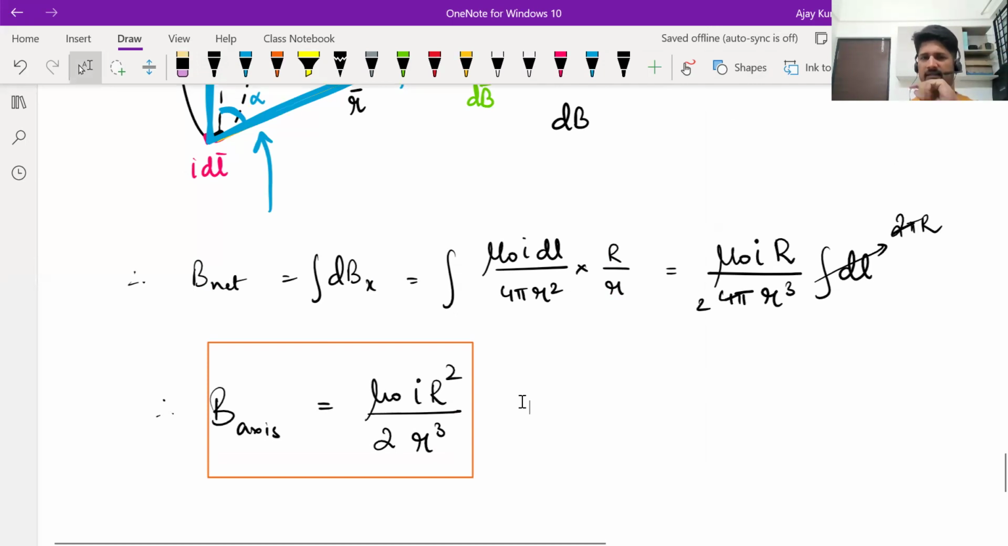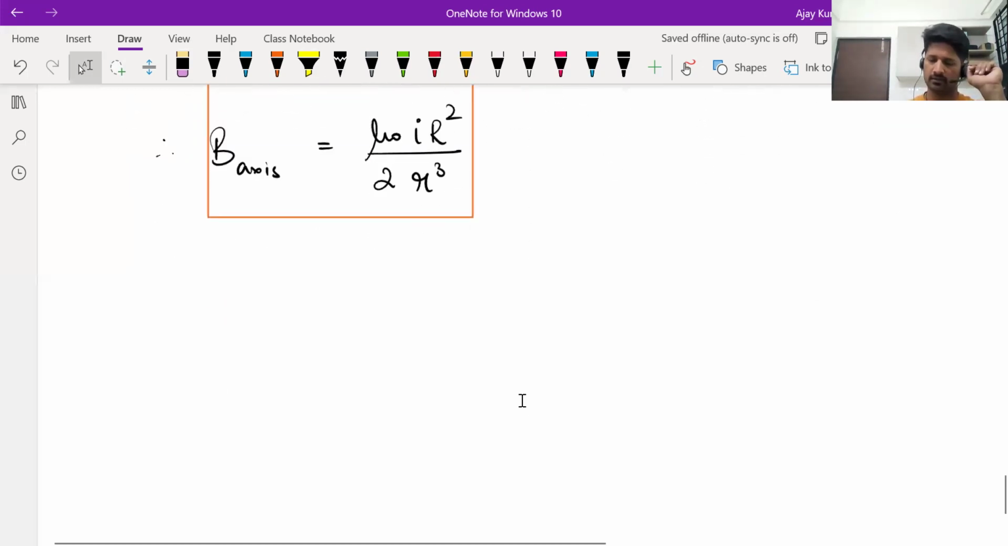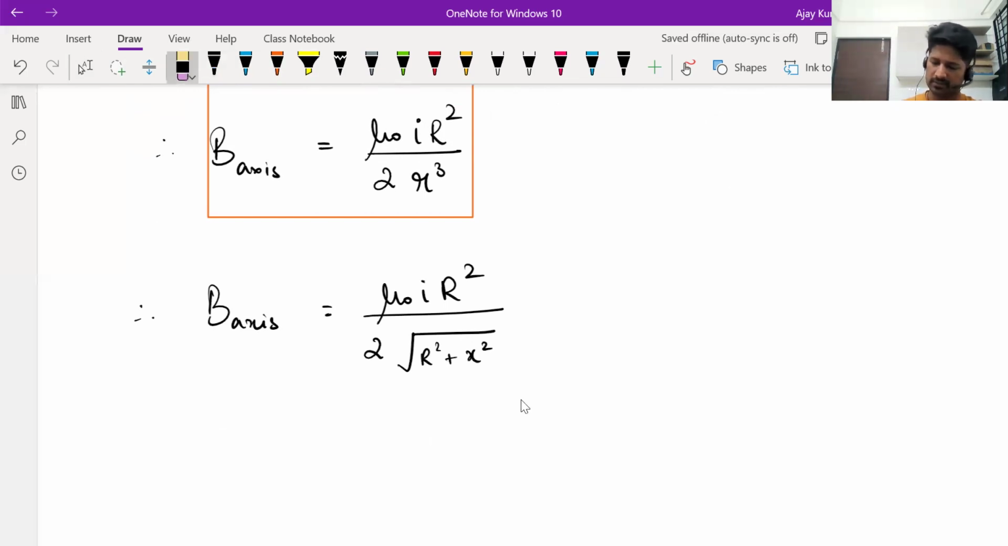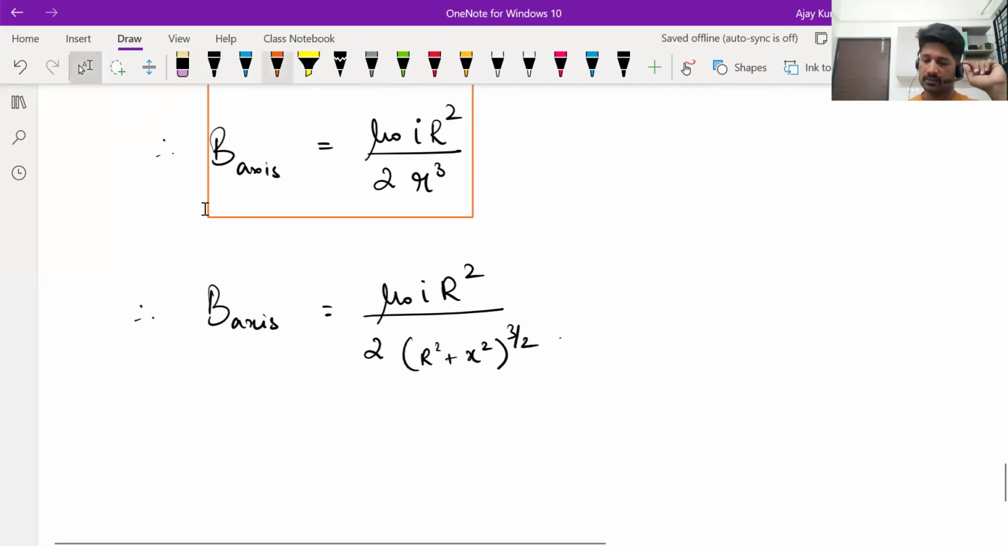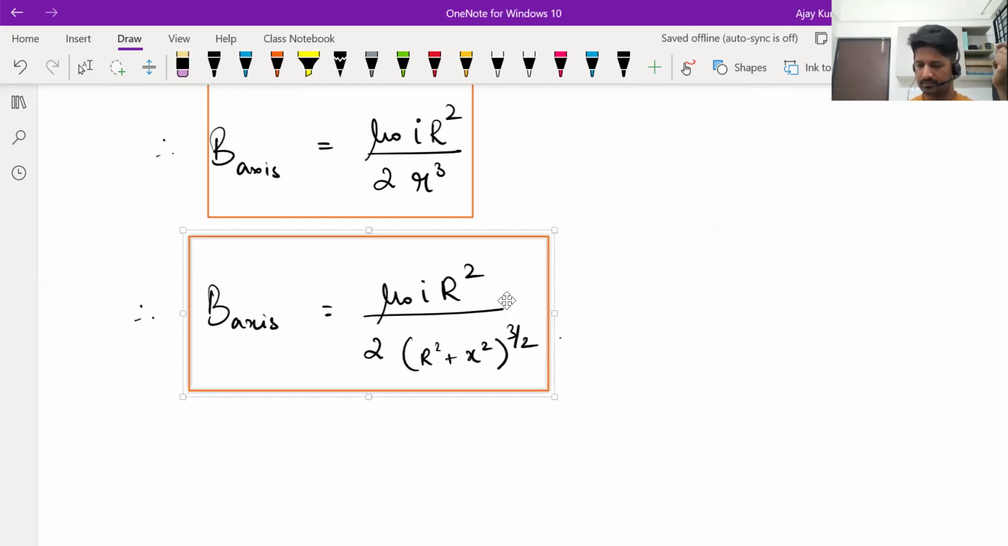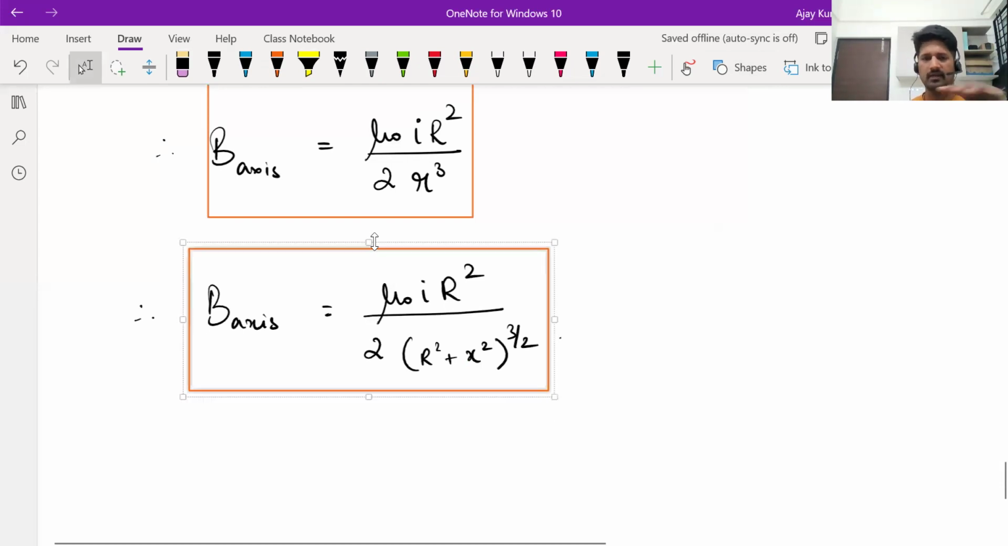Fine, but small r is that slant distance. Nobody will give you that distance in the question. They'll give you the perpendicular distance x. So in terms of x, if you write this same result, it becomes mu naught I r square divided by 2. What was small r? Small r was root of r square plus x square, whole power 3. You can write it as r square plus x square whole power 3 by 2. That's the magnetic field on the axis of a circular current carrying loop. This derivation is there in NCERT also, so this is important even for your board exams. And the result is important for entrance exams.